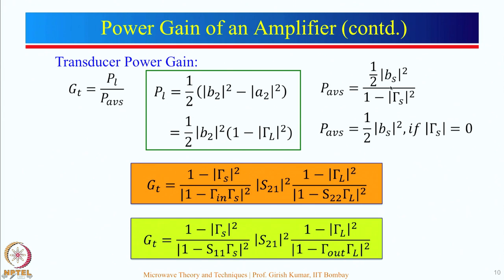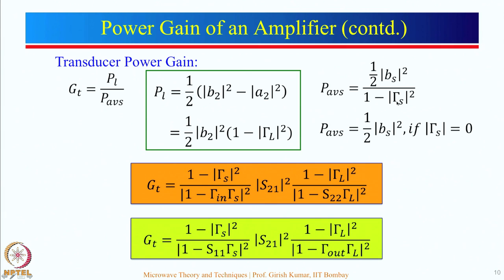half of Bs square. So, this part is kind of obvious, but we have another term over here. Now, this expression will be equivalent to this particular expression if gamma S is equal to 0. So, if gamma S is equal to 0, this will be 1 minus 0. So, it is obvious that P available from the source is half of Bs square. Now, why does this term come into the picture?